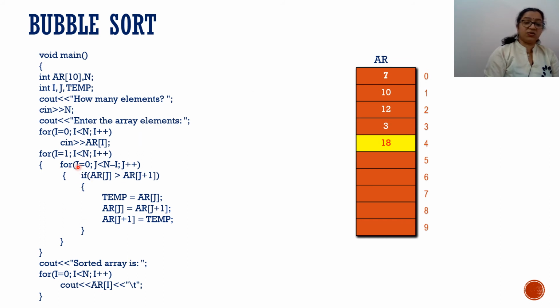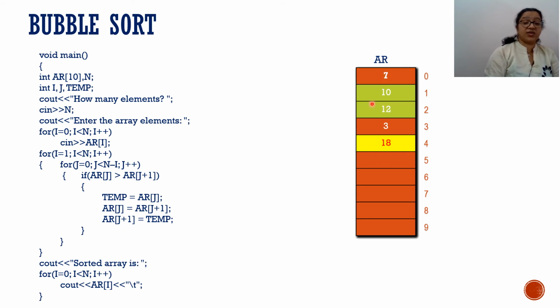j equal to 0, j less than n minus i. i is 2 now. So we can skip this one and this one because this is the second last element of this unsorted list. So n minus i times. Now we are checking AR of j and AR of j plus 1. 7 and 10 we are comparing. It is already in sorted style, so we don't want to swap it. Now 10 and 12 we are comparing. We don't want to swap it, it's already sorted.